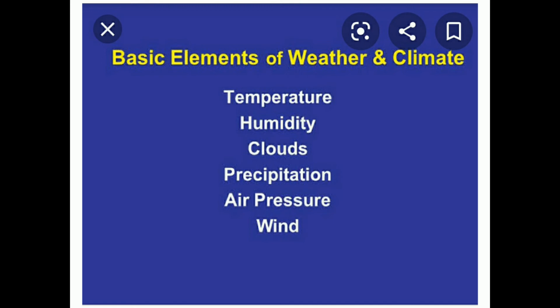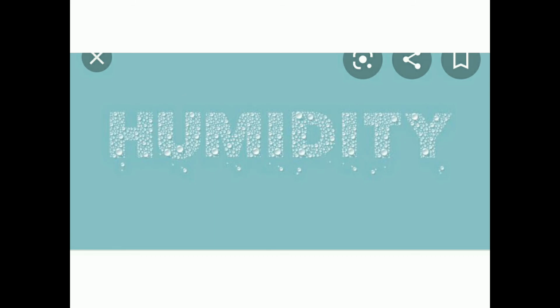So the next topic we are going to see is humidity. So what is humidity, children? Mostly in the summer season, we feel a lot of humid weather conditions. So let us see what is humidity.